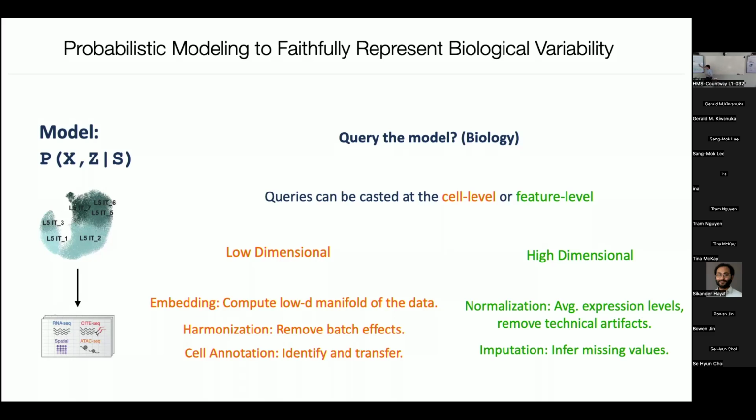At the feature level, or high dimensional, we would like to denoise the data. All of these features, that's why it's high dimensional. We have 36,000 genes that we profile. We would like to get the average expression levels, maybe within a cell type. We would like to get the actual expression level in the cell if we remove the technical artifacts. And if there are missing values, we would like to impute them. So these two levels of analysis are what I call the organizing principle, or the achievements that we would like to make from our algorithm.